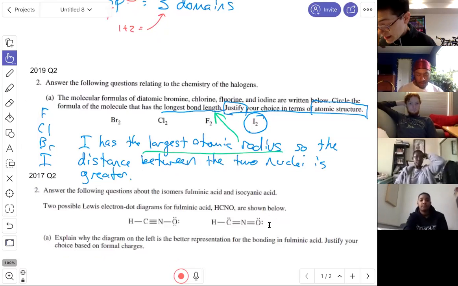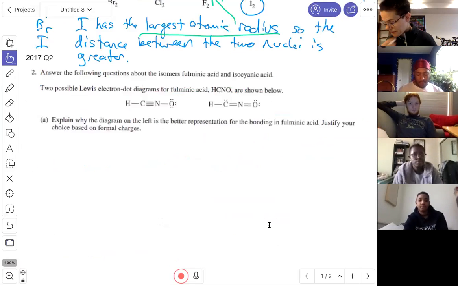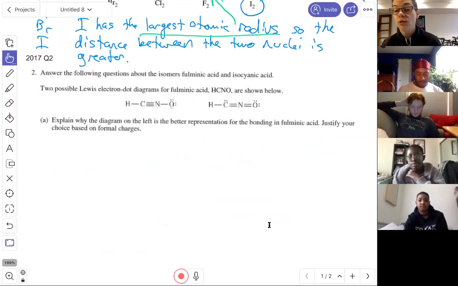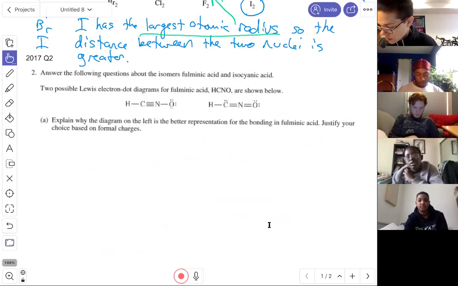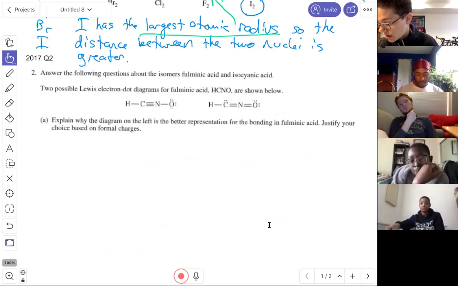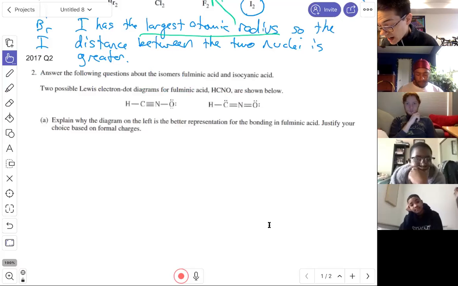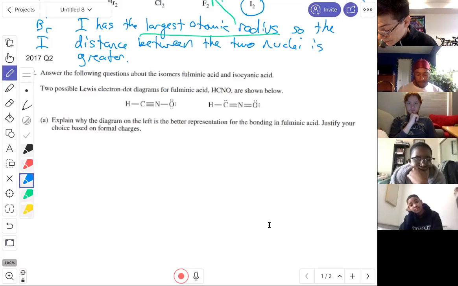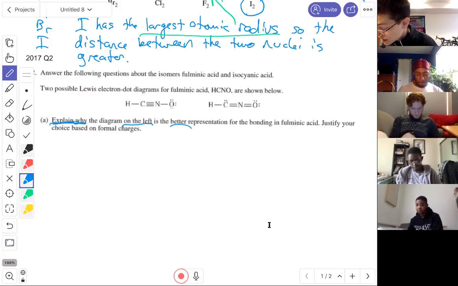Okay. The next question is from 2017. Another question where they've given you structures and they're asking you questions about them. So this is going to be our more standard type of thing. So here we've got two different structures, right? Give two possible Lewis dot diagrams for fulminic acid. Explain why the diagram on the left is better. Justify your choice based on formal charges.